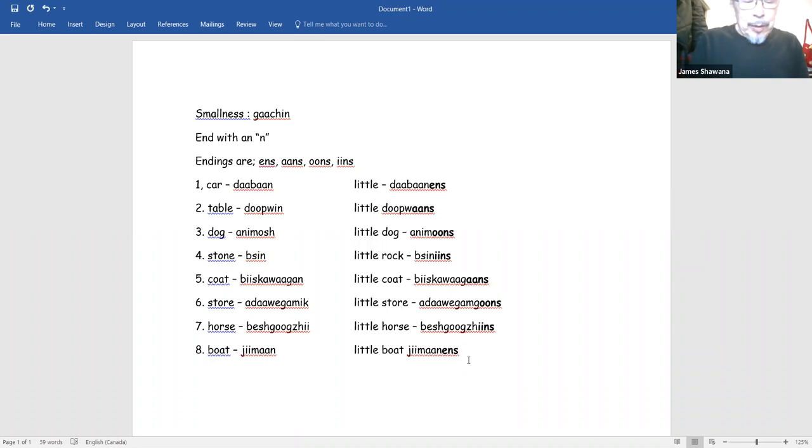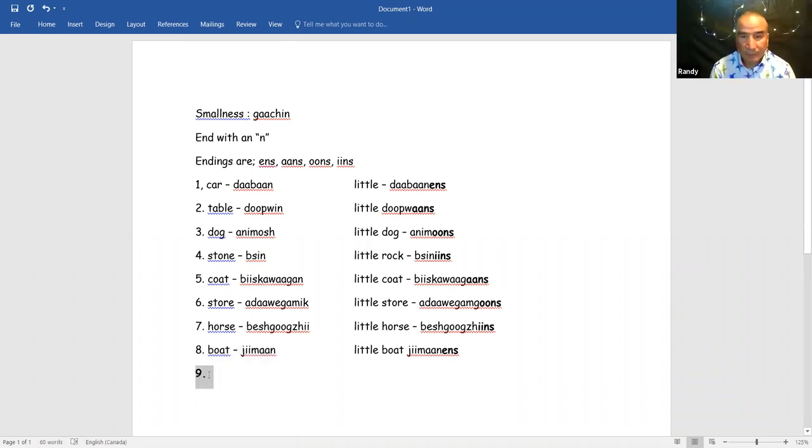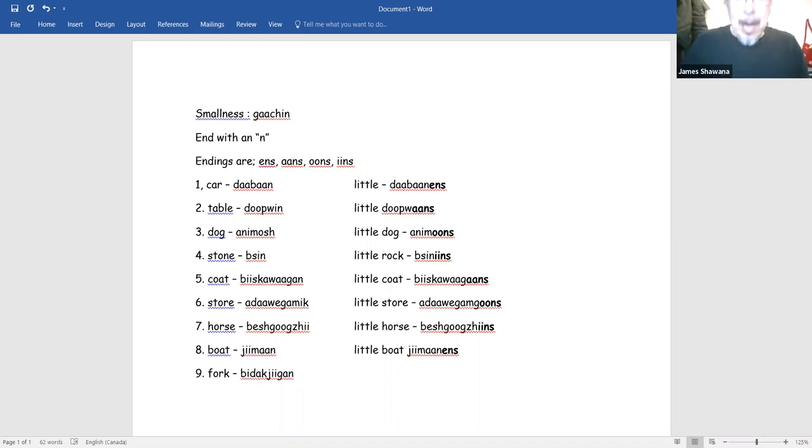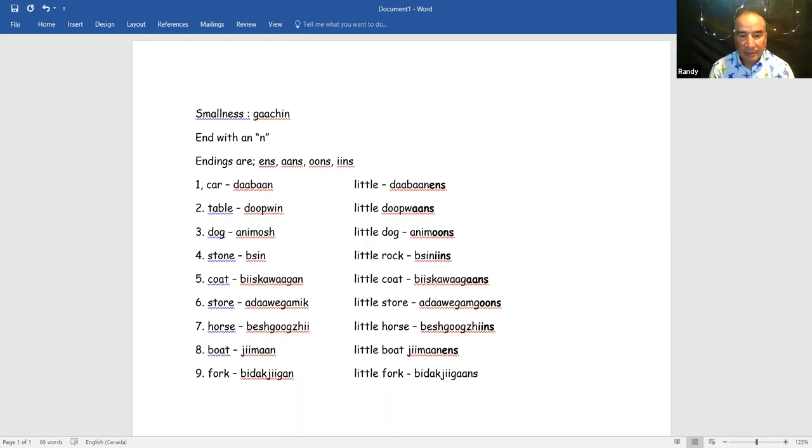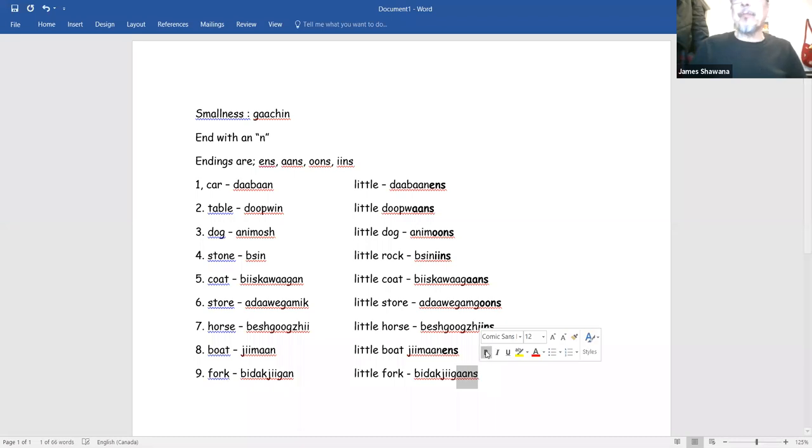Oops, language. Not there. We don't want to go there. I want to say fork. Now I want to say little fork. Patak jigans. Another ending there. You know what you call this in English? A teaspoon. That's what you call it in English, a teaspoon. In Anishinaabe, we don't say Anishinaabemowin.